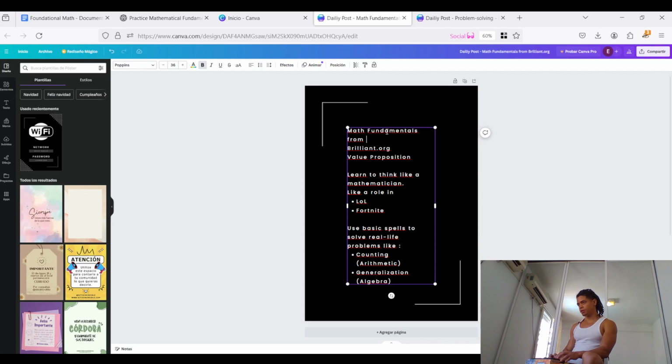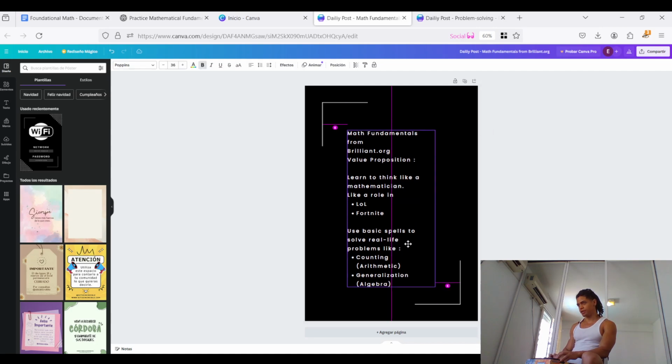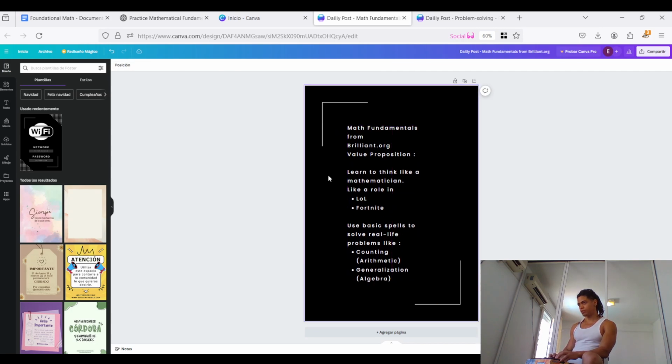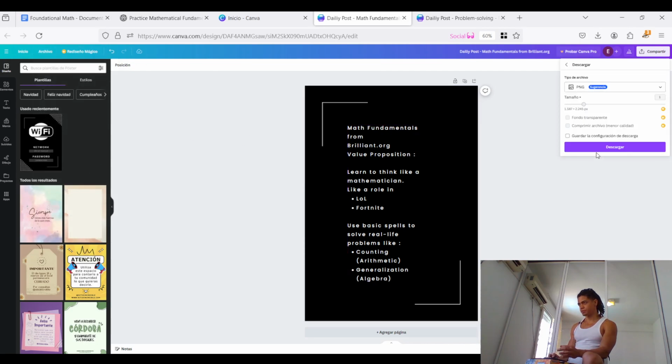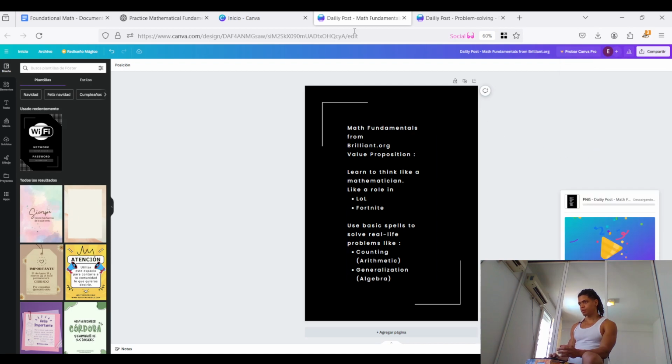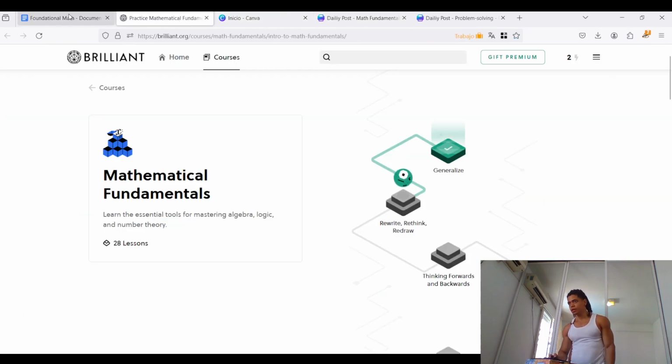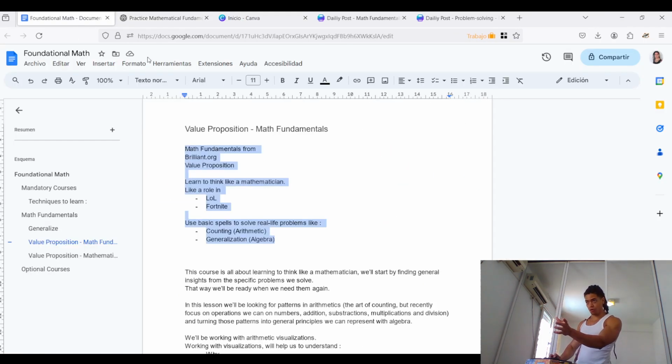So math fundamentals from brilliant.org. Value proposition: learn to think like a mathematician, like a role in LOL or Fortnite. Use basic spells to solve real life problems like counting or generalization. But that's what it is, this is pretty much what it is. Again, this is from the Mathematical Fundamentals Brilliant course.